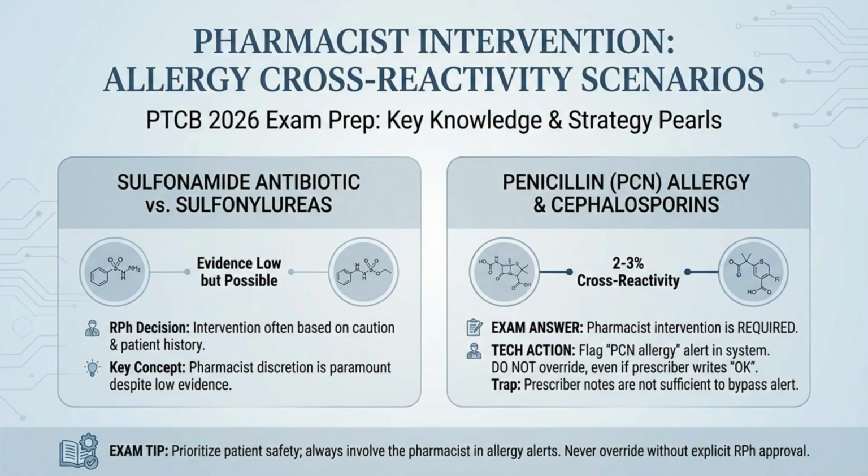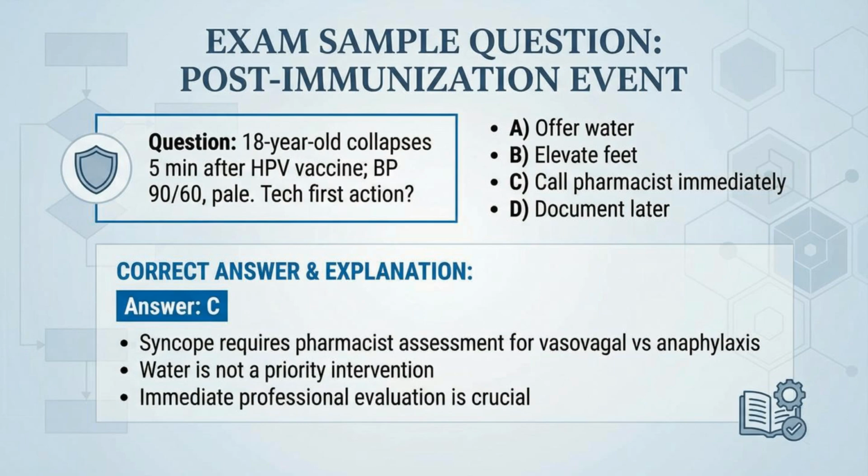For allergy cross-reactivity scenarios, such as penicillin and cephalosporins, the technician must flag the allergy in the system. Never override an allergy alert, even if the prescriber writes, "OK." Always involve the pharmacist. If a patient collapses after an immunization, the technician's first action is to call the pharmacist immediately. Syncope requires professional assessment to differentiate between vasovagal response and anaphylaxis.